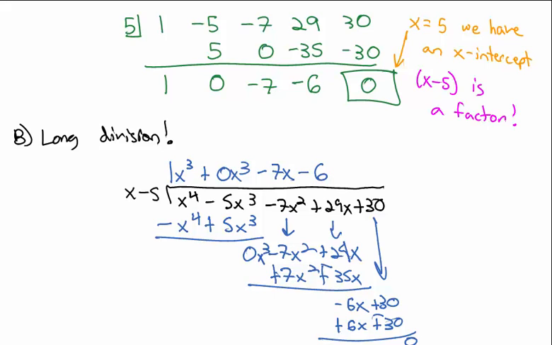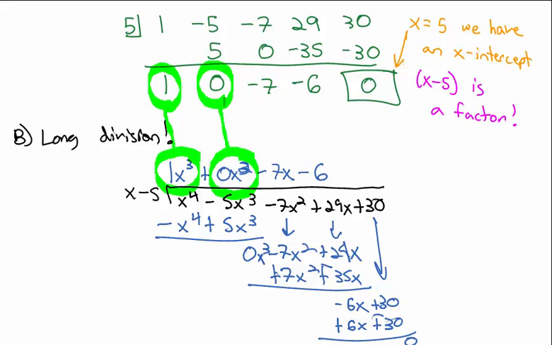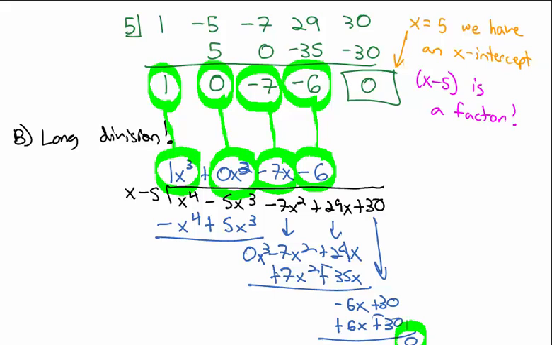So we've got our solution. But what's interesting to look at here is when we had 1x squared, that corresponded with the 1 from the synthetic substitution. The 0x, that should have been 0x, corresponds with the 0 in the synthetic substitution. The negative 7 corresponds with the negative 7 in the substitution. The negative 6 corresponds with the negative 6. And the remainder corresponds with the solution, or the remainder.